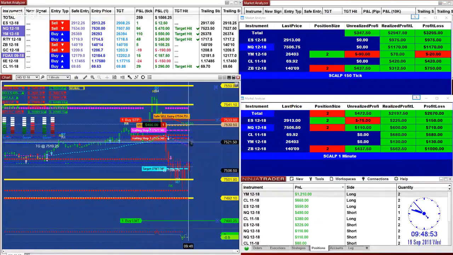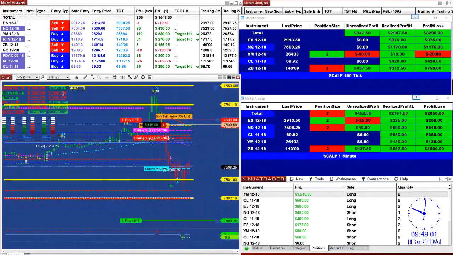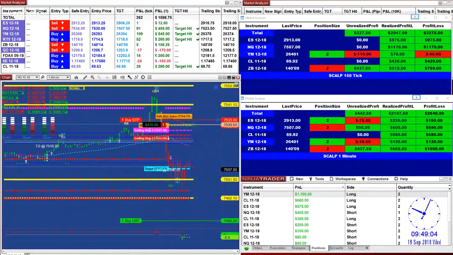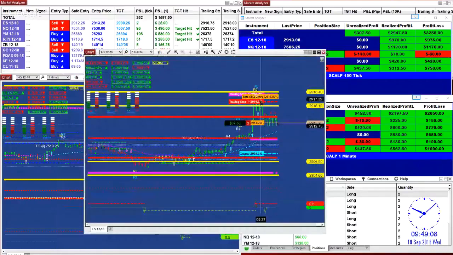Once this NASDAQ breaks those areas here to the upper side, then we're going to have a new signal generated, and we will get with that trade. So for the ones that are following us on the ES, you got the new signal from the market analyzer.